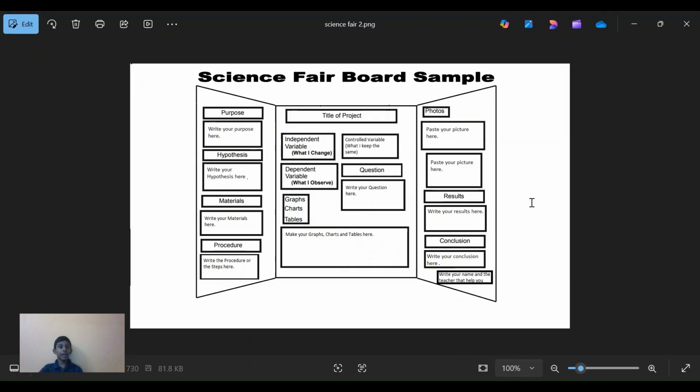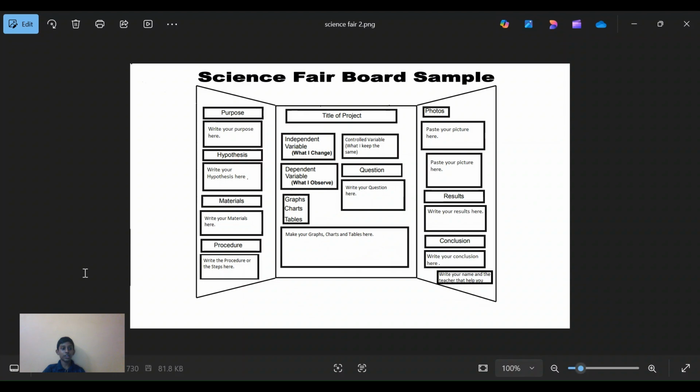The example of control variables is, in the plant music experiment, controlled variables include type of plant, amount of water, type of soil, amount of light, temperature, size of pots, duration of music exposure, frequency of watering. The fun fact is, control variables are the unsung heroes of science. They're the quiet background crew making sure the star gets all the credit for any amazing changes.